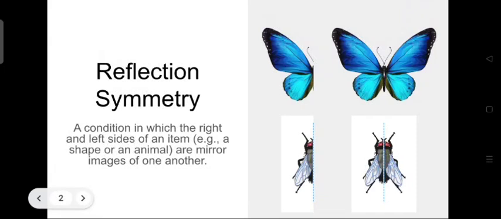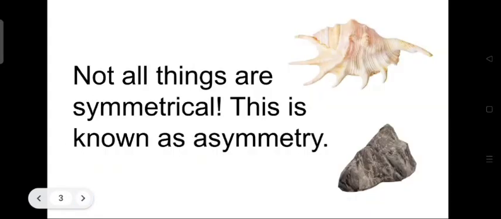Reflection symmetry is a condition in which the right and left sides of an object, such as a shape or animal, are mirror images of each other. It's also known as bilateral symmetry, and as you can see, these organisms exhibit this pattern, even us humans. Note that not all things are symmetrical, and those things are known as asymmetrical.